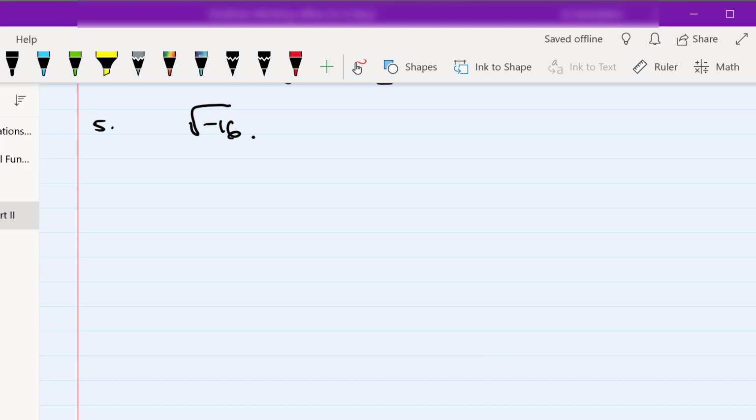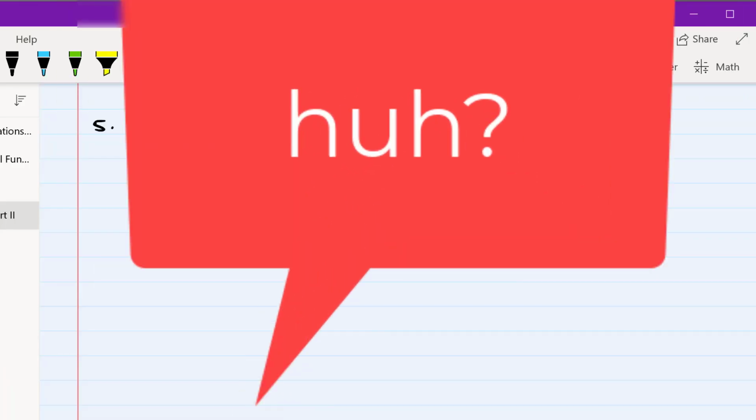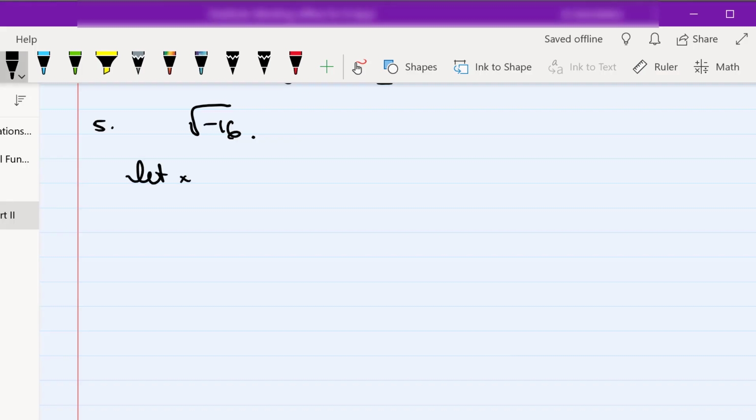Let us look at the last problem, taking the square root of minus 16. Whoa, this is weird. Let us begin again. Let x equal square root of minus 16. If we square both sides, we get x squared equals minus 16. This is challenging. So let us try let x equals 4.